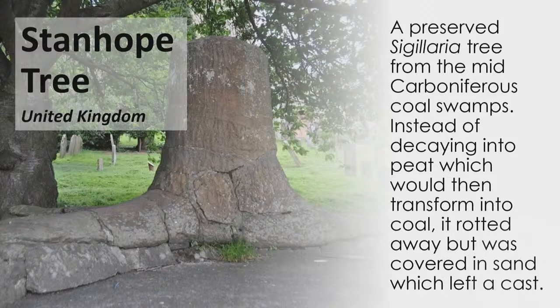You have to go a little bit further than Oklahoma to go see this one, but this is a preserved Sigillaria tree from the mid-Carboniferous coal swamps. Instead of decaying into peat, which would then transform into coal, it rotted away but was covered in sand, which left this cast. So just to give you a scale of how large these things were.